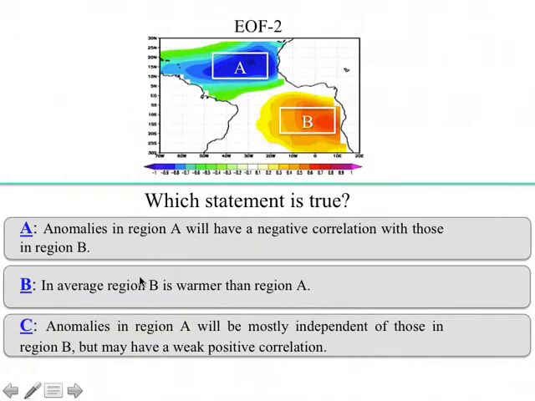And then as part C, anomalies in region A will be mostly independent of those in region B. So what's going on in region B is unrelated mostly to what's going on in region A, but it may have a weak positive correlation. So when there are positive anomalies in B, there will be positive anomalies in A, but this will be a weak relationship. So now think about which of these 3 statements you think is true. And don't think about what I might think or what the community thinks. Just think honestly about what you think would be a true statement. And I give you a few minutes, and then everybody has to make a choice.